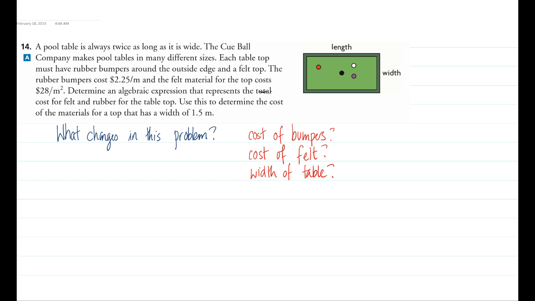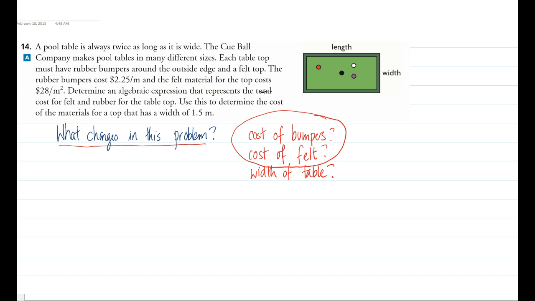So the way we go about this is we ask this question: what changes in this problem? Is it the cost of the bumpers? Is it the cost of the felt? Or is it the width of the table? Now these two things do change, but they only change if the width of the table changes. If the width of the table doesn't change, then the cost of bumpers and felt would stay the same at all times. So the thing that's going to change in this problem is the width of the table. So that's what we want to use a variable to represent.